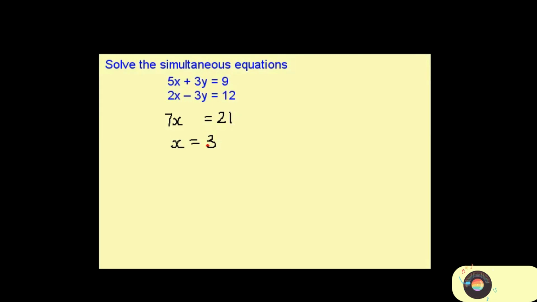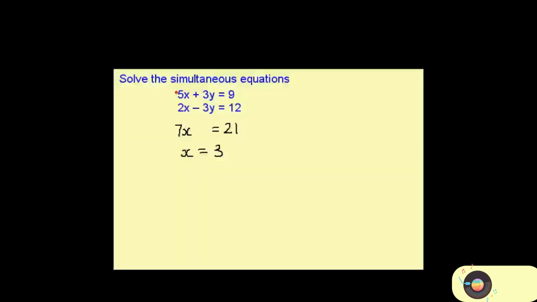To find y, I substitute my value for x into one of these two equations. I'm going to choose the first one. I have 15 plus 3y equals 9. This gives me that 3y equals minus 6, so y is minus 2. I now have my two solutions, x equals 3 and y equals minus 2.